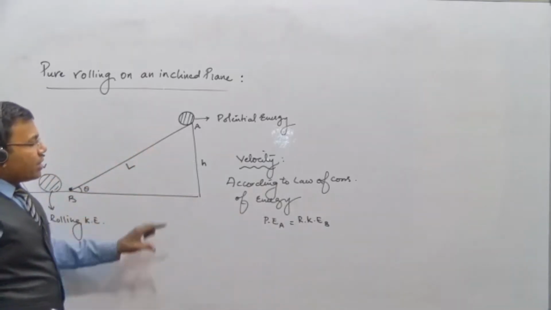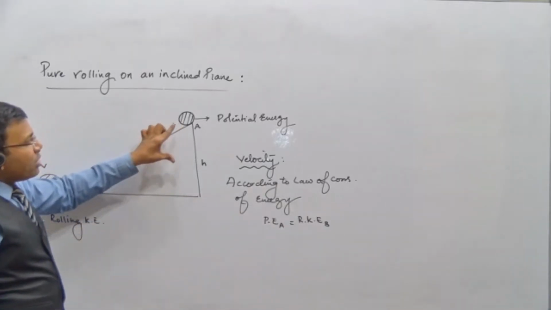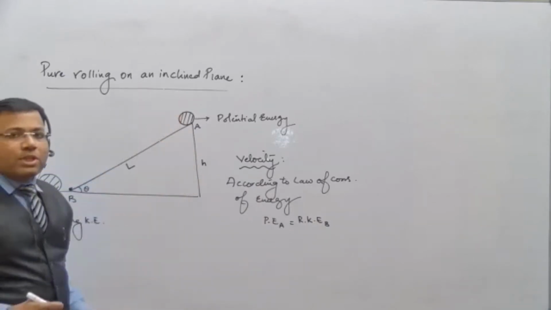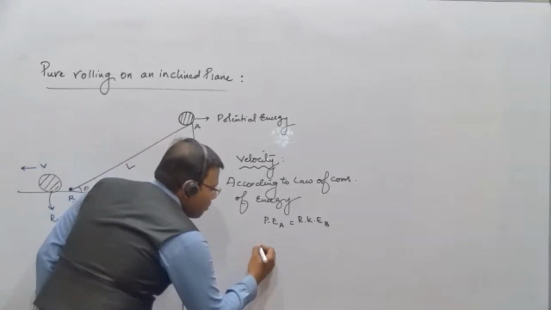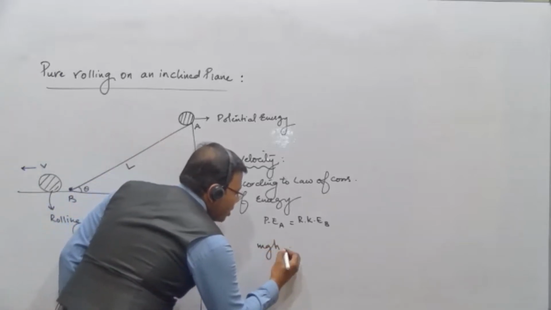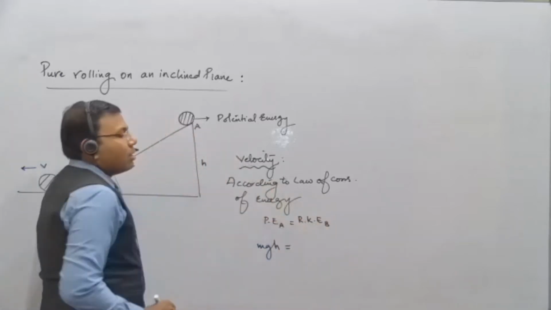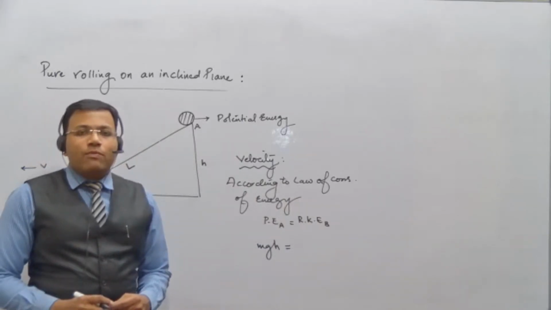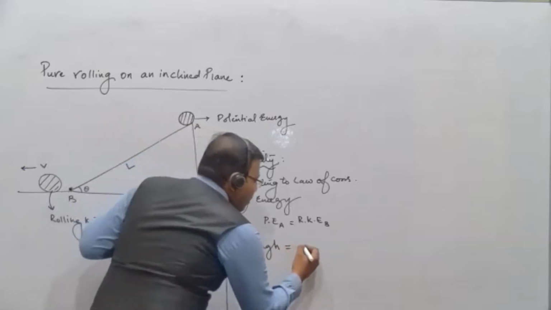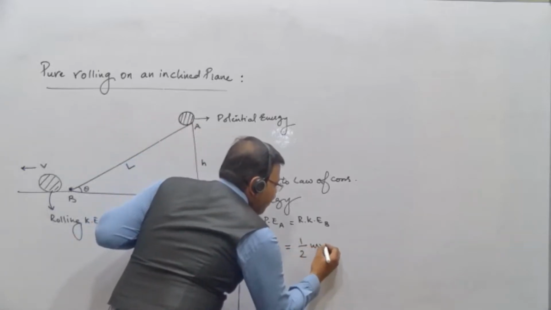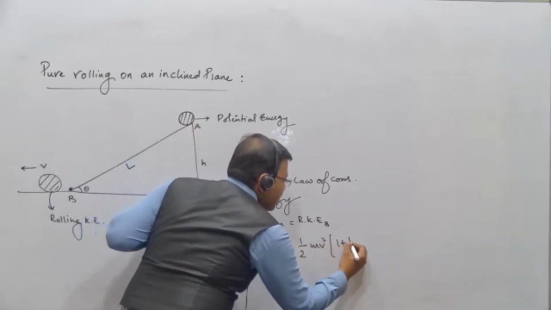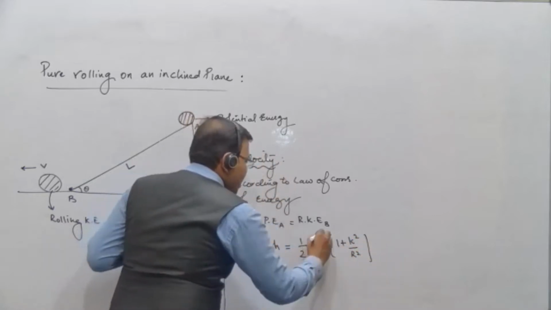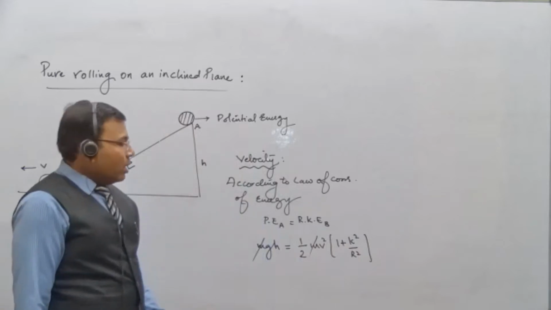Now my question is, what is the potential energy for this object which is at a height h? You can see clearly the height of this object is h. So therefore we say the potential energy is mgh. And here kinetic energy, that is rolling kinetic energy, and we have already derived the formula for rolling kinetic energy. It was half mv square into (1 plus k square by r square), right? So this m and this m get cancelled.